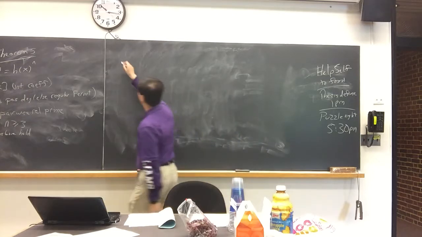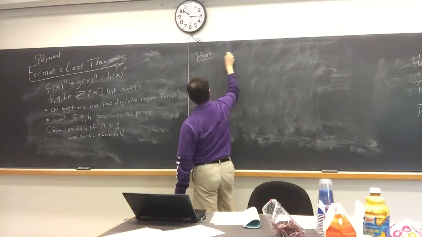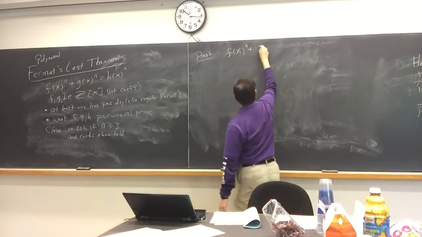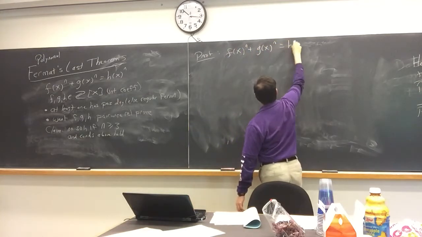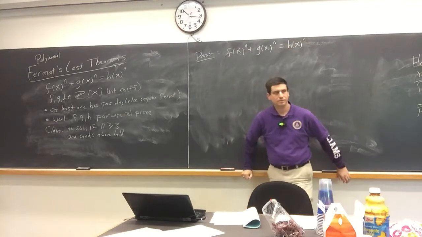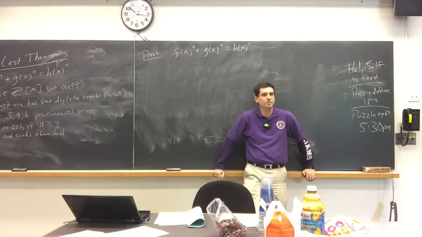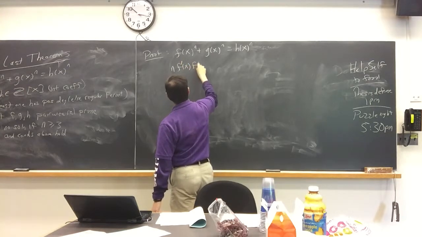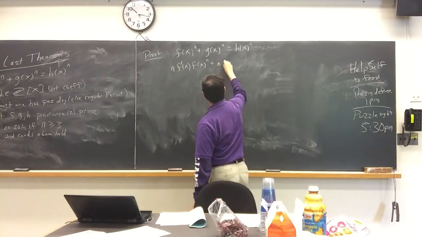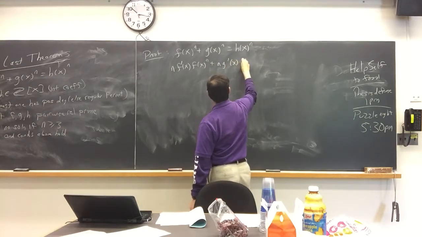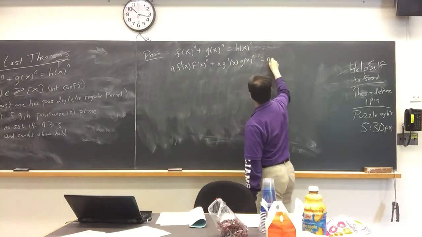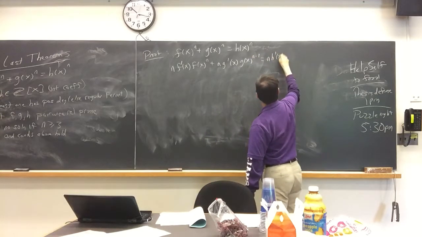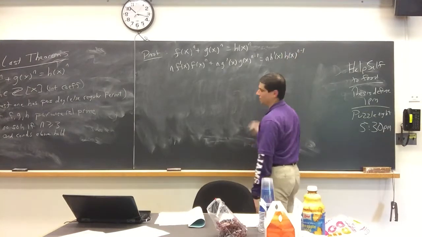Okay, so now let's try to prove it. So we have f of x to the n plus g of x to the n equals h of x to the n. And then what we're going to do is some derivatives and linear combinations. So this might review some of the things you've seen in linear algebra. So let's take the derivative of both sides. We'll get n f prime of x, f of x to the n minus 1, plus n g prime of x, g of x to the n minus 1 equals n h prime of x, h of x to the n minus 1.